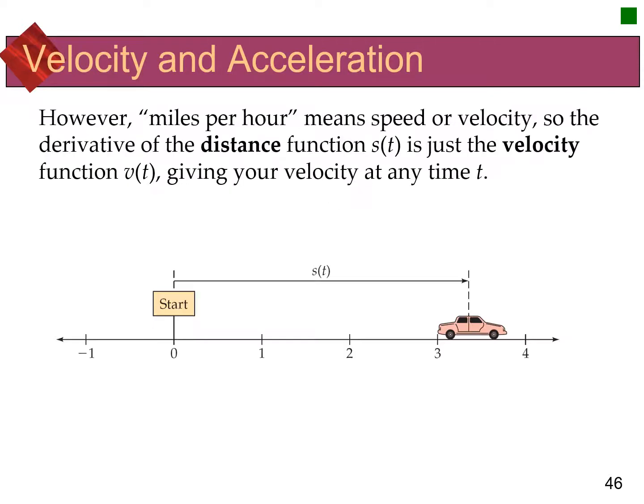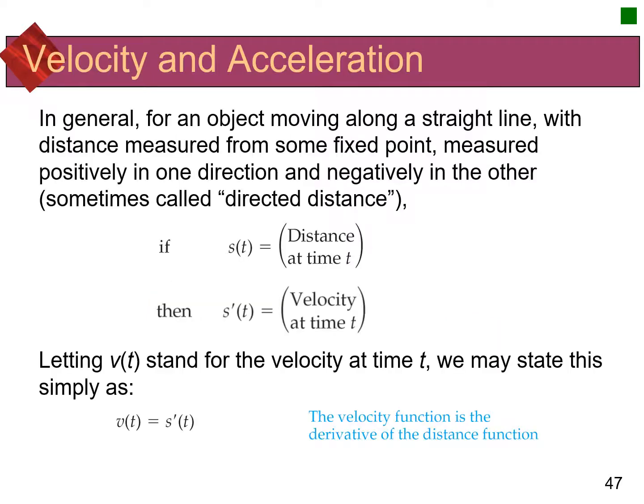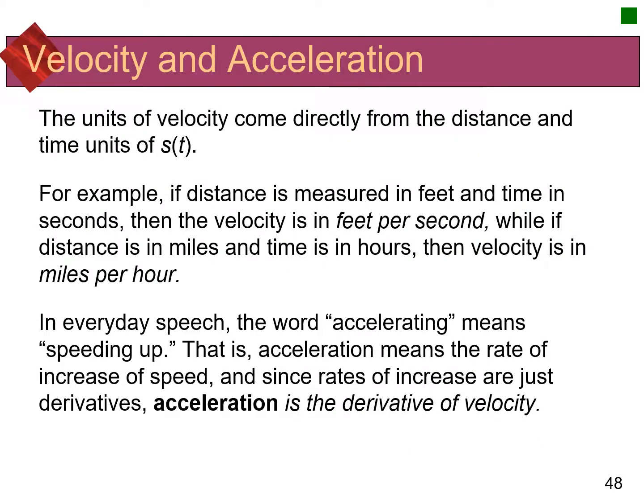Of course, the second derivative would be your acceleration. They're giving you this visual here, from your textbook. Miles per hour means speed or velocity, so the derivative of the distance function is just the velocity function. That's what we're getting into here, and I've already mentioned it. They use a lot of words to say something pretty straightforward. If you have a distance function, the derivative is velocity. If I have a velocity function, the derivative is going to be your acceleration.